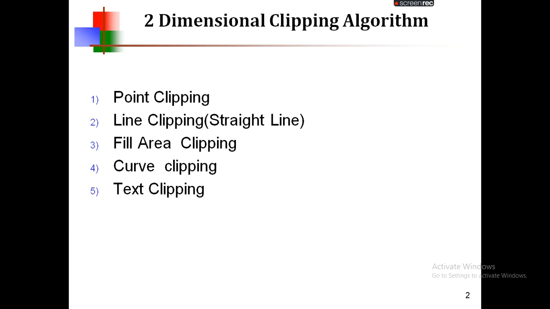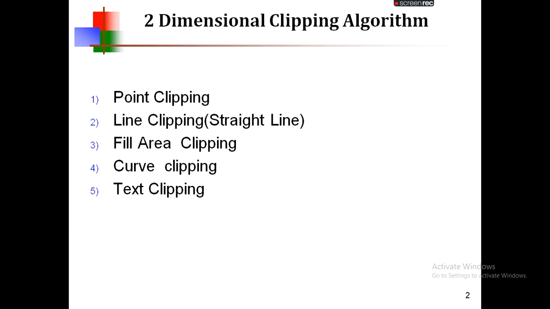The definition of clipping is very simple. It is a process of determining which part of the object lies outside of the clipping window. Whichever part of the object lies outside the clipping window, we need to reject those pixels, and whichever pixels lie inside the clipping window, only that pixel information we need to accept and display on the screen of the monitor.